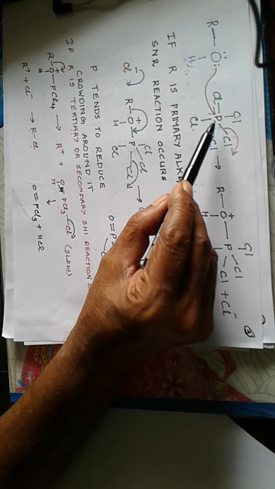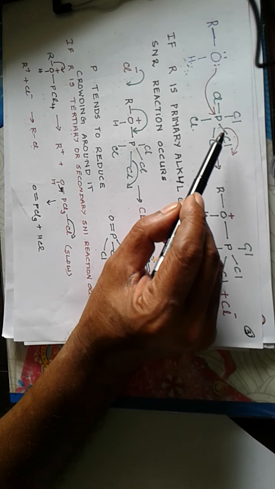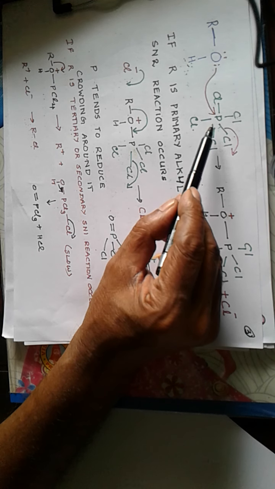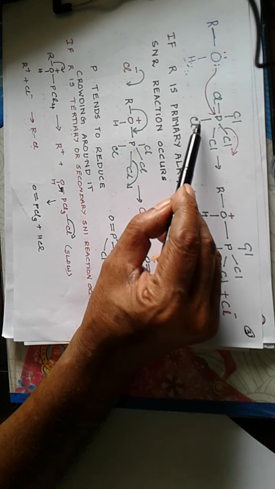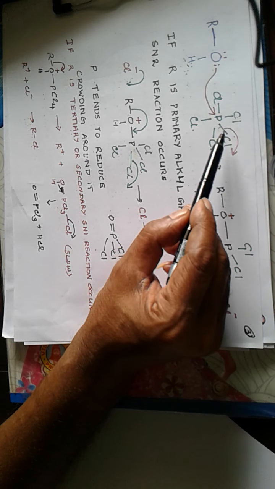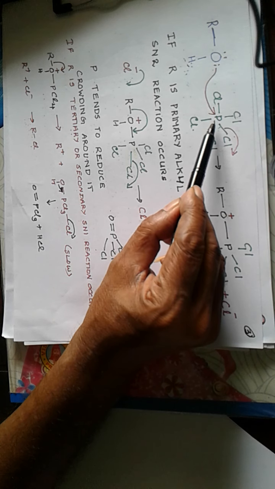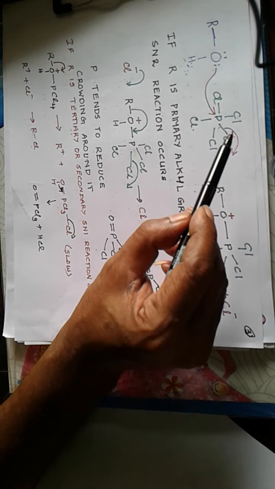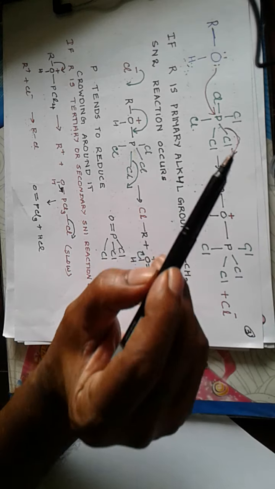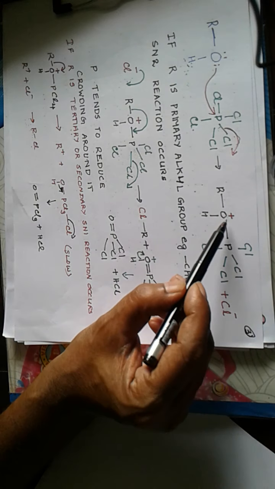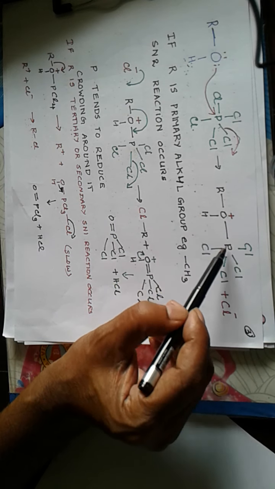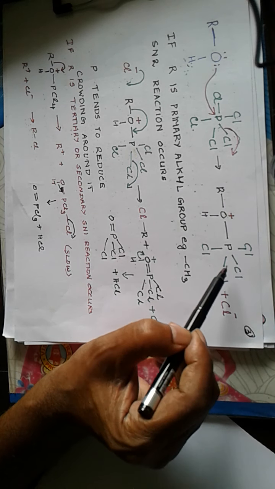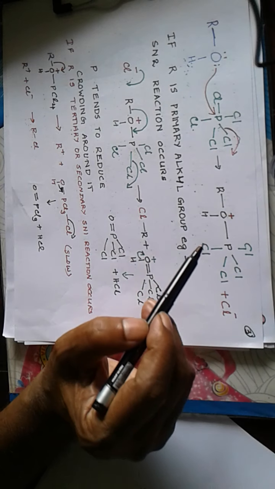Then the valency of phosphorus increases from 5 to 6, and phosphorus gains a negative charge, so there is crowding of groups around phosphorus. To avoid the negative charge of phosphorus and the crowding, because this group as a whole gets united to phosphorus, one chlorine is removed as Cl negative. So we get RO positive with H connected to phosphorus, and 4 Cl groups plus Cl negative.